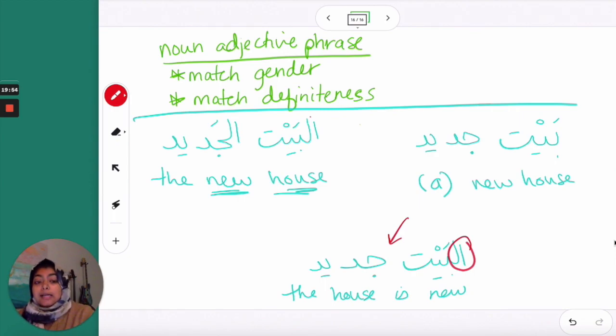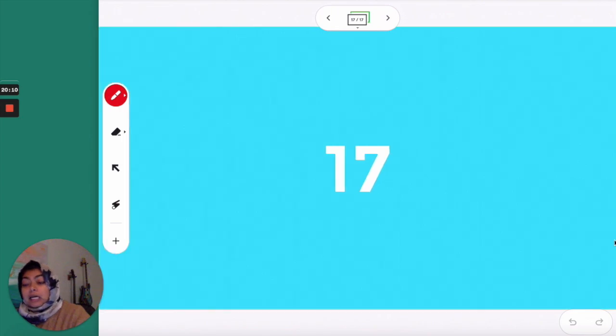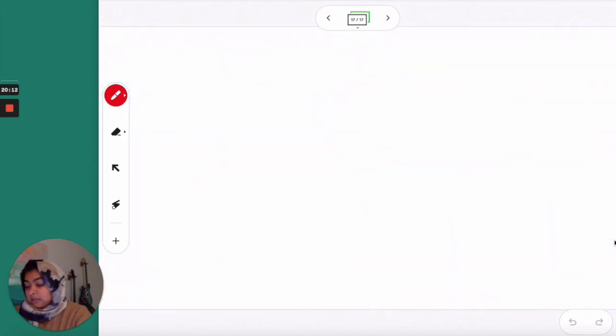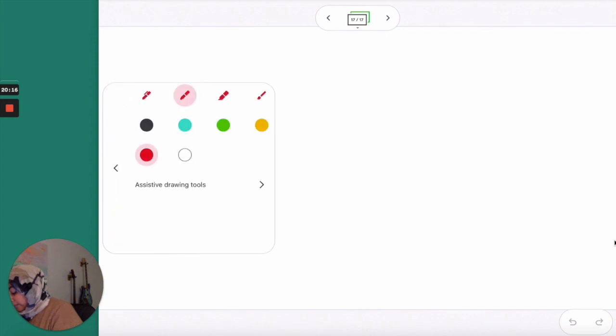Okay? Now let's do the same exact thing. Let's look at something that's feminine. So we see that there's matching in gender and there's matching in definiteness. In this case, you've got both of them, right? Because bayt is masculine, so jadid doesn't take a taa marbuta, that's also masculine. Okay? So let's do another one. Let's use the word fadiba.